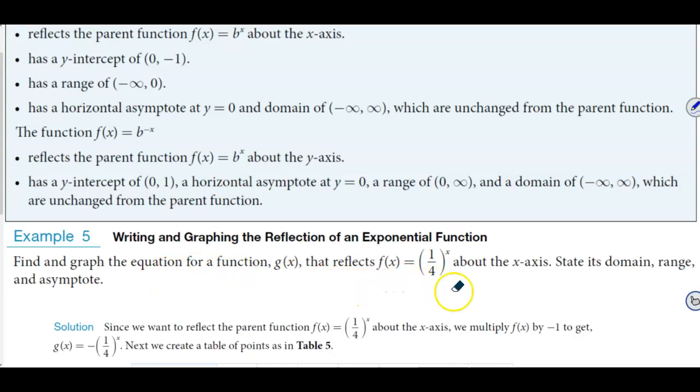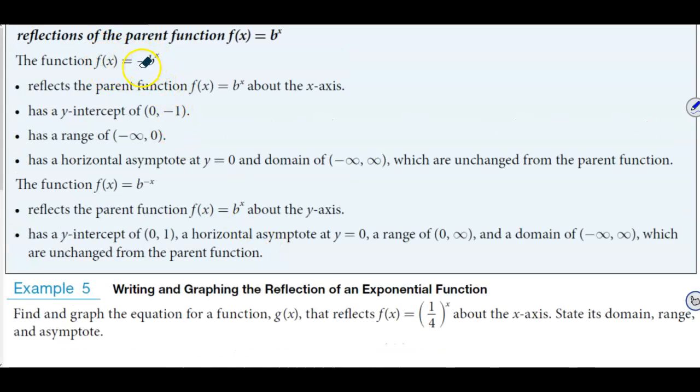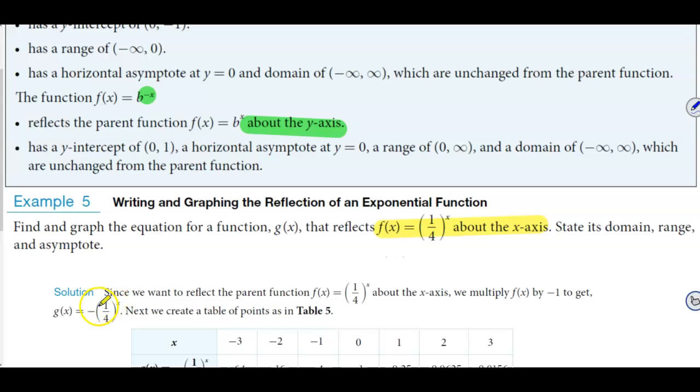So if we want it to reflect about the x-axis, then that means we're going to be multiplying the entire function by a negative sign. If we were asked about reflecting it about the y-axis, then that means that the negative sign is going to be attached to the x. So our question is asking us to reflect this function about the x-axis, and that's why we're going to be multiplying this entire thing by negative 1.